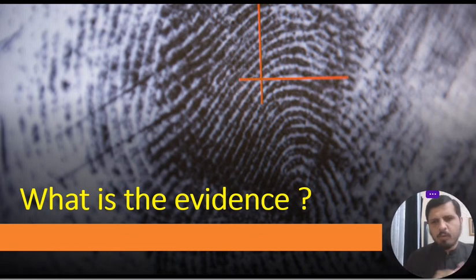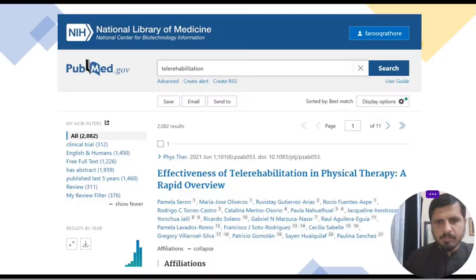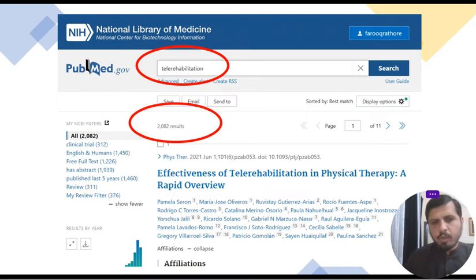Now coming to the evidence: what is the evidence behind the use and integration of telerehabilitation in different conditions? So I quickly ran a search on Medline using the simple word telerehabilitation, and I was able to find around 2100 articles on this topic. And the important thing to understand is that most of these articles, around 1460, have been published in the last 5 years, which means that there has been a lot of interest in integrating telerehabilitation services and creating evidence on the use of telerehabilitation services in different conditions in different parts of the world.